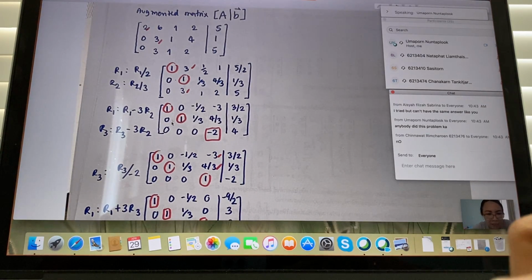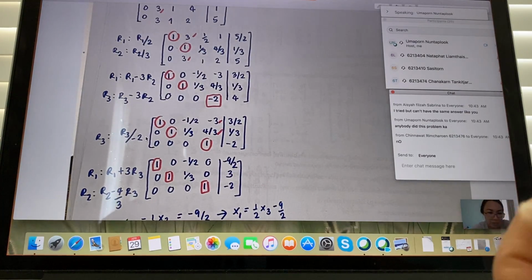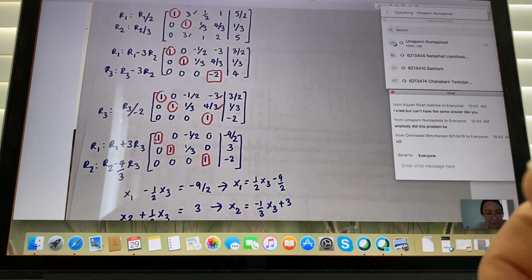Then the third row. Once you walk in here, if the first number that you found is not 0, that number needs to be 1. But right now we have negative 2. So easy. I just divide through the last row by negative 2. And this is what we get. Therefore, right now, I have 3 leading 1s: this one, this one, and this one. All right.